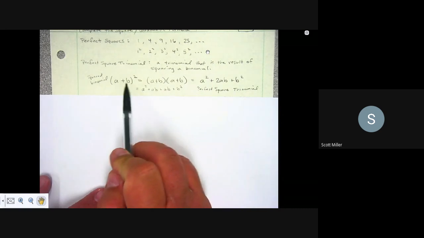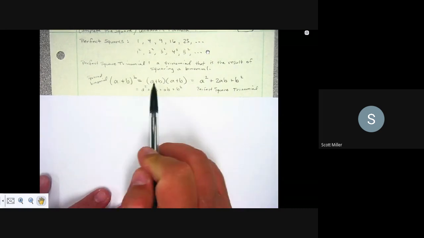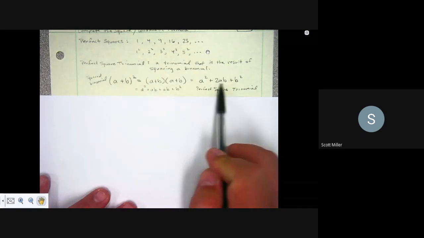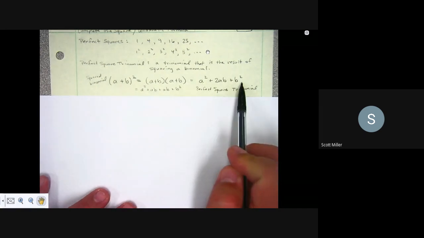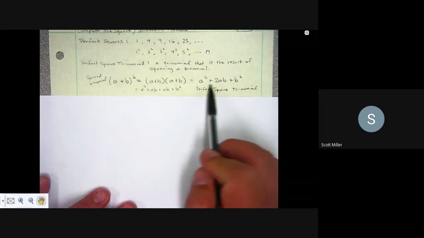Continuing on, what is a perfect square trinomial? A perfect square trinomial is a trinomial that is the result of squaring a binomial. For our purposes in here, if I take a binomial and square it, and I multiply it out, distributive property, combine like terms, I get this over here, which is 3 terms, the trinomial part. It is a perfect square trinomial because this quantity came from squaring this binomial.